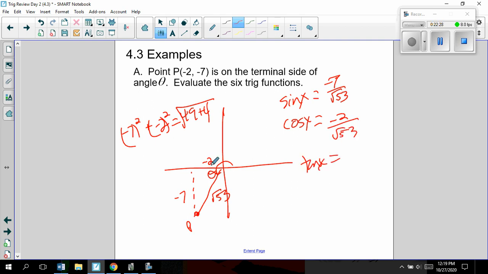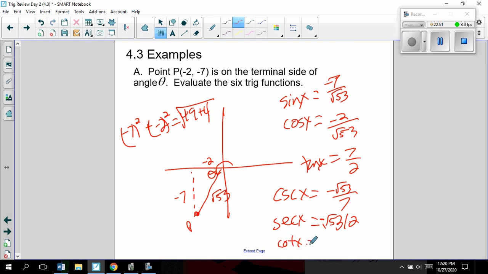Tangent then, opposite over adjacent. Now I'm going to write 7/2 because they're both negative, so they'll cancel. And then when you do your other ones, so cosecant, you just flip them over. So -square root of 53 over 7. Secant goes with cosine, so square root of 53 over 2. I'm going to put my negative up front. And then cotangent is 2/7. So some Pythagorean theorem will show up. Hopefully that's not too much of a challenge as you go forward.